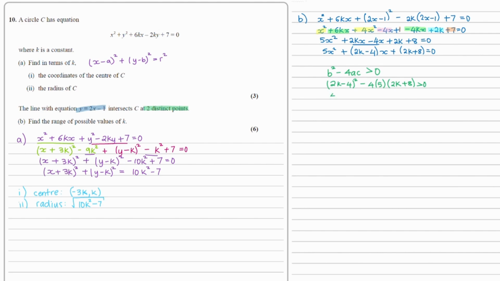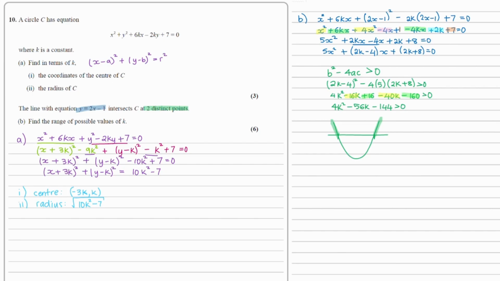If we expand the first bracket, we will have 4k squared minus 16k plus 16. 4 multiplied by 5 is 20. Therefore, 20 times 2k is 40k, and 20 times 8 gives us minus 160. If we collect the like terms, we can rewrite this as 4k squared minus 56k minus 144 is greater than 0. So if we look at this graph, we need to find the solutions, and we are looking at the sections which are greater than 0, meaning these two sections of the graph.